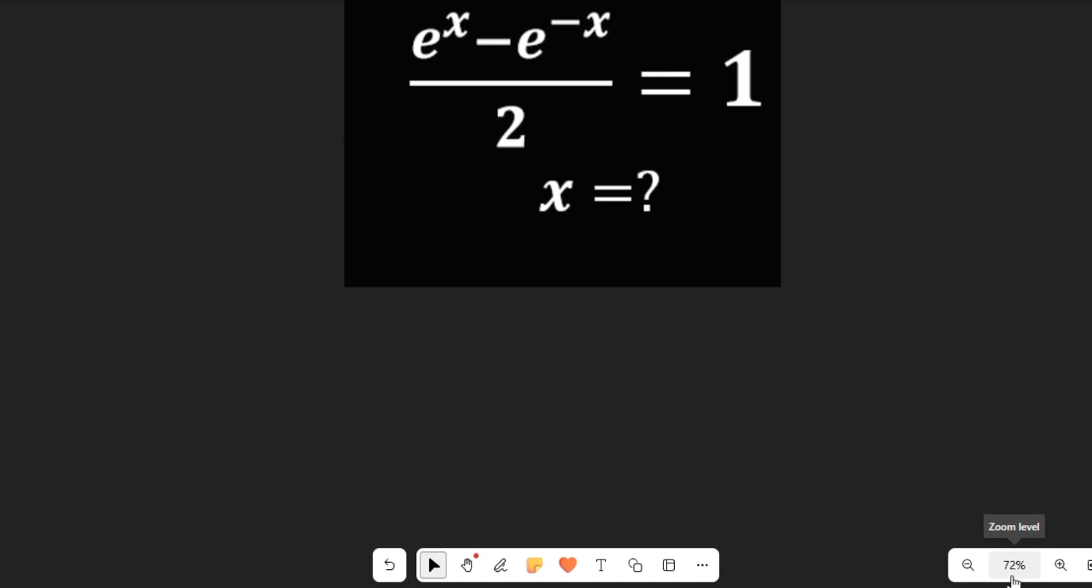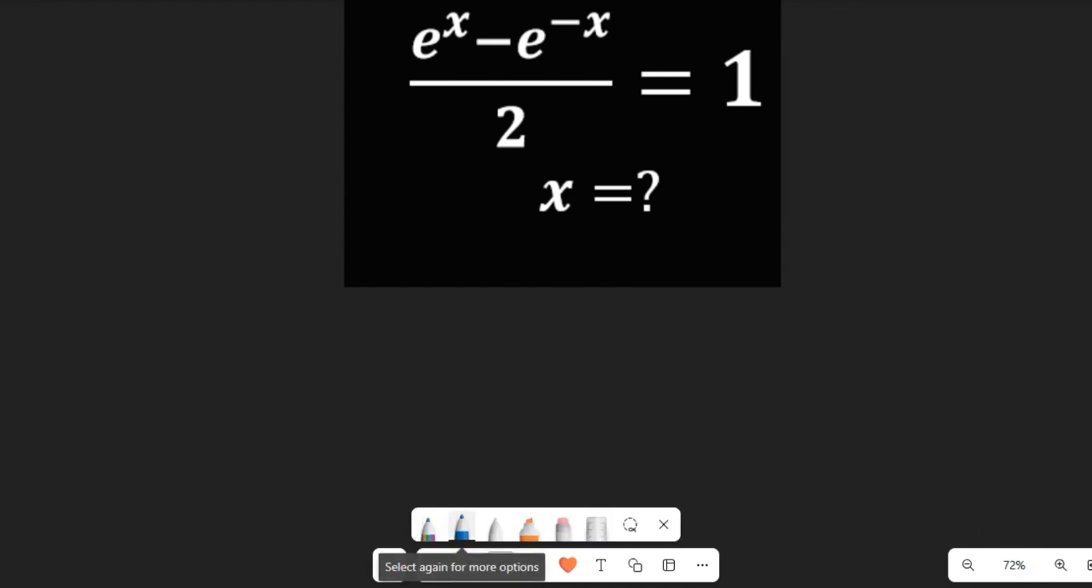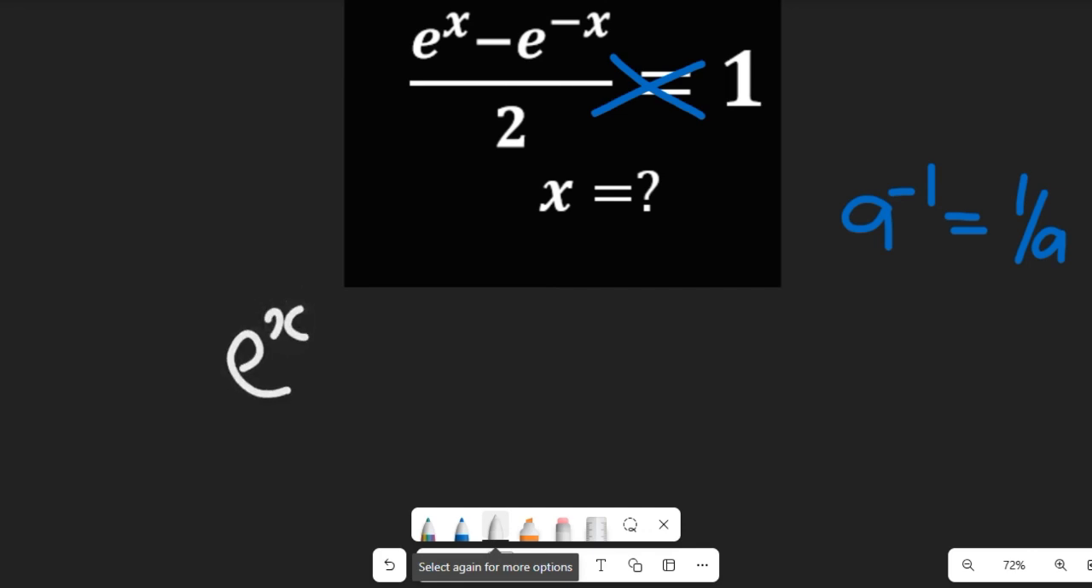Now, to solve this, I want you to recall an expression in maths that if you have a to the power of negative 1, this can be equal to 1 divided by a, right? That's the law of indices. Now, from this expression, if I cross multiply, 2 is going to multiply 1, and that expression will give me the exponential value of x minus the exponent of negative x equal to 2.